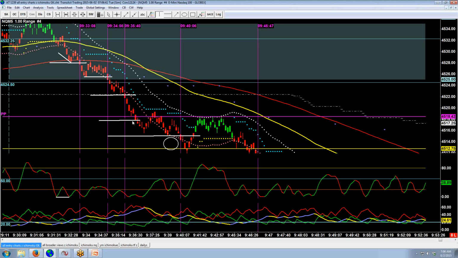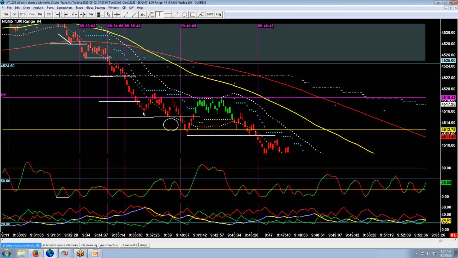Here, you get this little consolidation under the pivot point. You could also enter in under that. I prefer to see a couple bars hold when it's in the area of the previous day's high, low, close, pivot point, 50% fib retracement area.